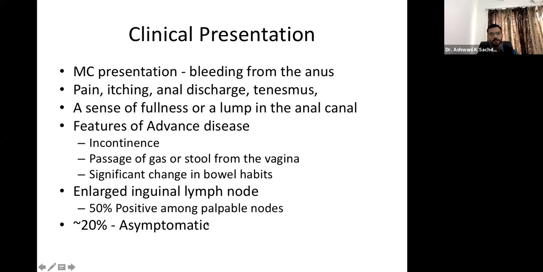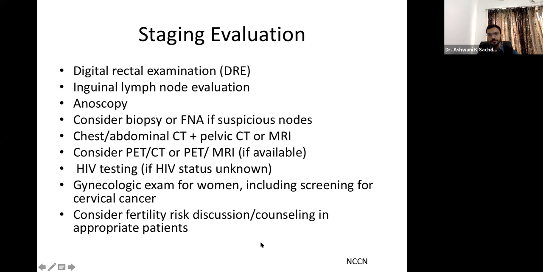Inguinal lymph nodes are present in some, but in those which have enlarged inguinal lymph nodes, among them 50% will have positive nodes for malignancy, and about 20% will be asymptomatic for the disease.